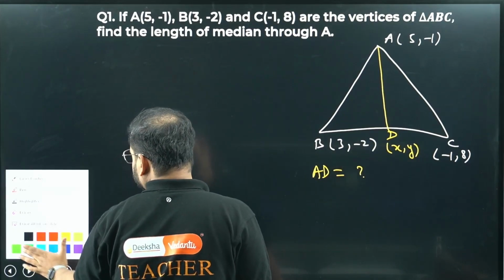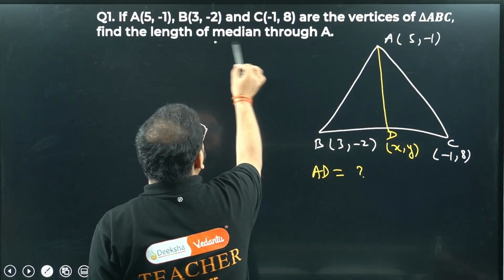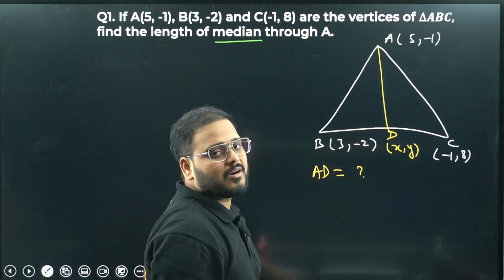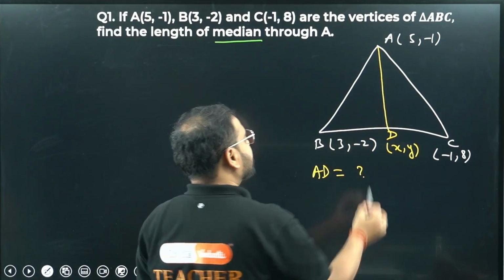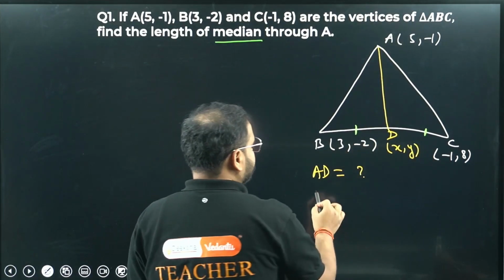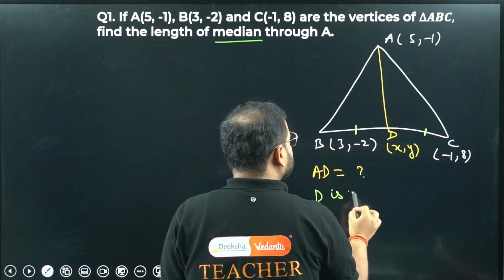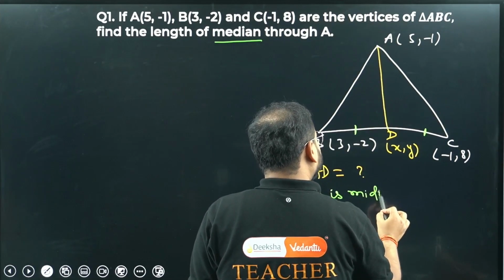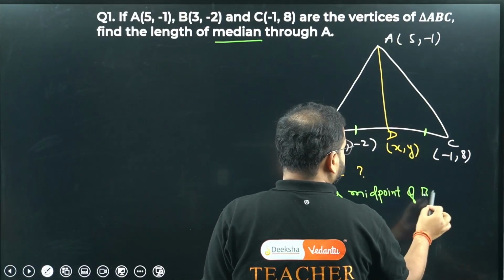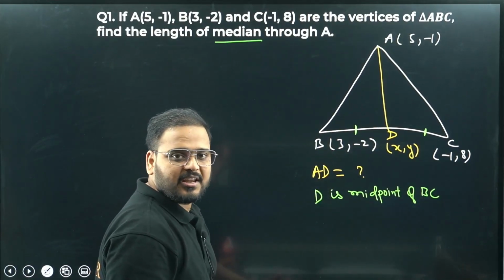How will you find this point D? Carefully, if you see, they have said the word median. Median is the line joining the opposite vertex to the midpoint of the opposite side, right? It means BD and DC are equal. It means D is the midpoint of BC. Any confusion on this side?